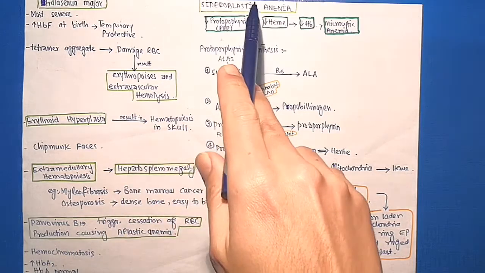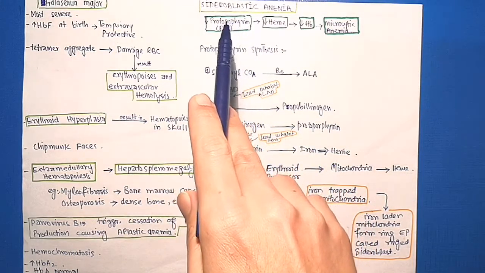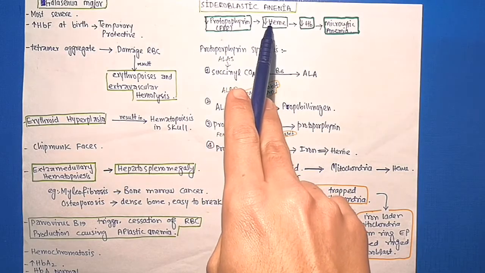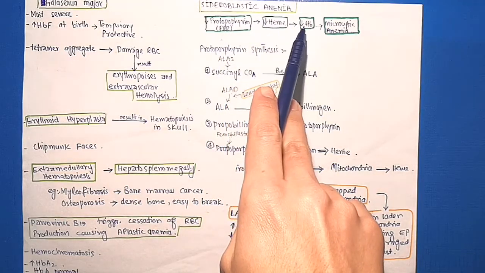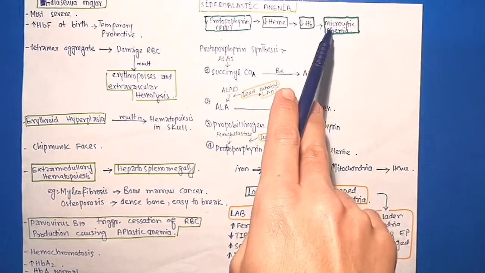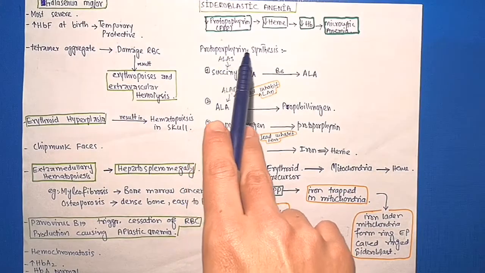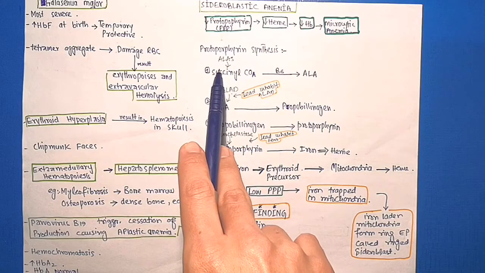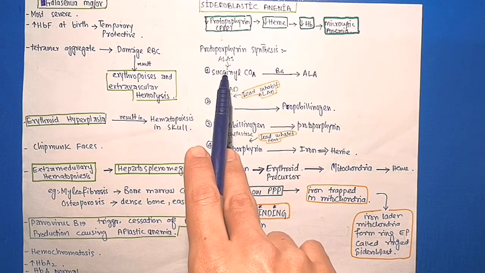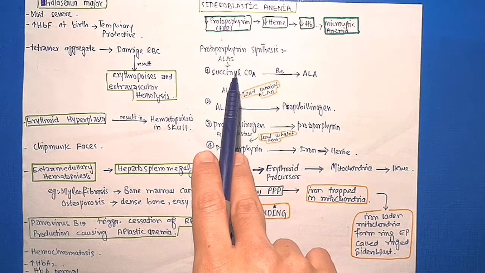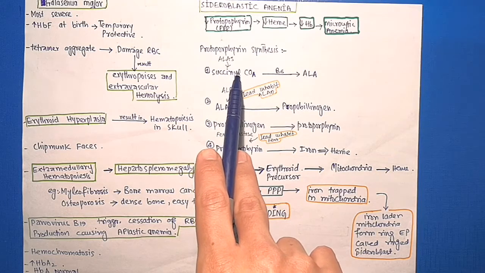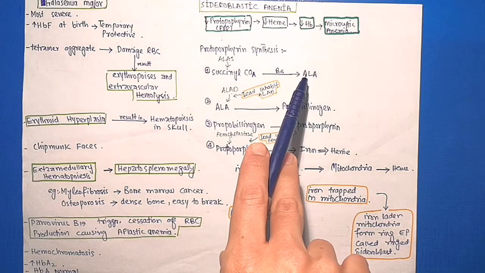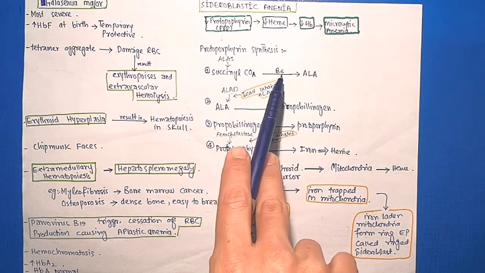Sideroblastic anemia. Anemia due to defective protoporphyrin synthesis. Decrease in protoporphyrin decreases the heme, decreases the hemoglobin, which causes microcytic anemia. The protoporphyrin is synthesized via a series of reactions. Number 1, ALAS, aminolevulinic acid synthase, converts the succinyl coenzyme A, which is formed in the Krebs cycle, into ALA, aminolevulinic acid, with the help of cofactor vitamin B6.